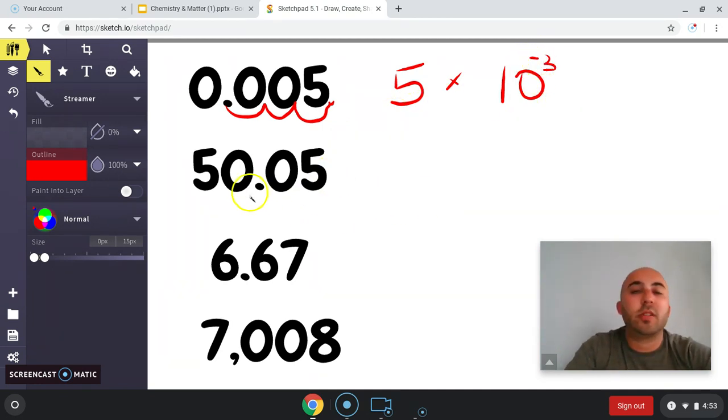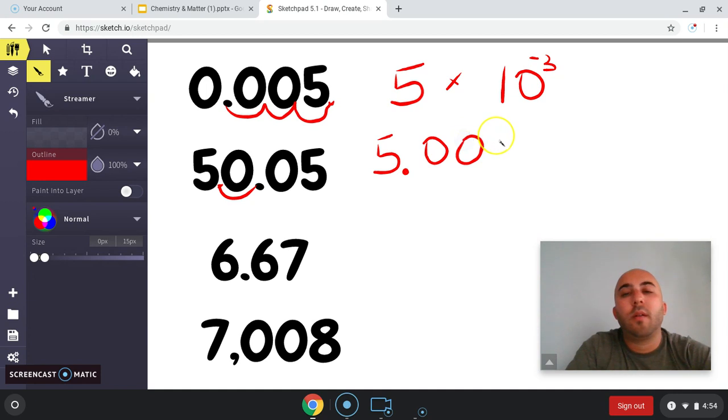Now let's look at this other example. I have 50.05. That means I'm going to need to move the decimal point to the left in this case, because that means that I'll only have one number in front of the decimal point. That'll be only one number in front, or in the ones column. So in this case, I might express this as 5, decimal point, because I can only have one number in front of the decimal point, 0, 0, 5.